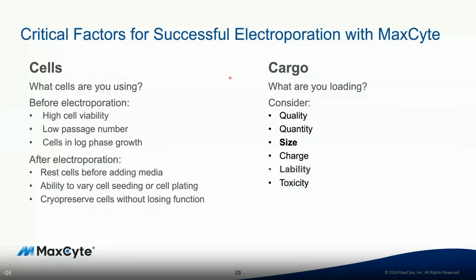And the type of cargo that you put in cells is really important in terms of the quality. If it's DNA that you're purifying, it needs to be endotoxin free. How much DNA or mRNA you put in, the size of that cargo, as well as the charge stability and how toxic it could potentially be to the cells.